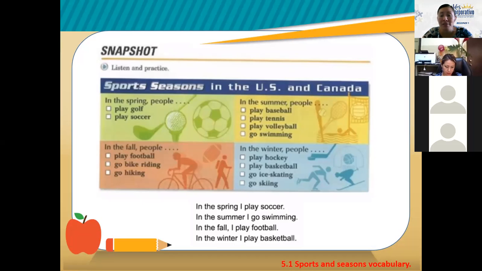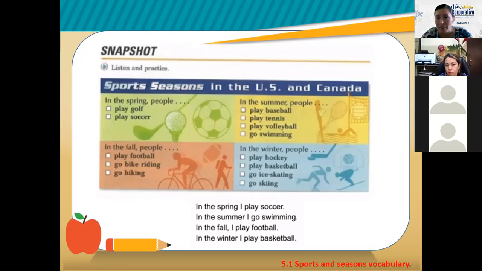And then we have the second season, which is summer, right? And it says in the summer, people play basketball, they play tennis, they play volleyball, and they go swimming. So we have four different sports that are played during summer, that hot and warm season. And then in the fall, people play football, they go bike riding, and they go hiking. Bike riding is when you take your bicycle and you just ride and ride and ride. Como ir a bicicletear, diríamos aquí, ¿verdad? Go hiking, bueno, es más que todo whenever you go to a mountain, and you start walking up the hill. Creo que senderismo le llamamos nosotros acá. That's hiking.